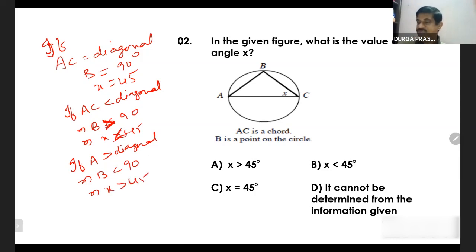So unless we know what AC is, we cannot determine. Therefore, out of all the options, every one of A, B, C is possible. So we'll say it cannot be determined from the information given. We need more information to authentically tell what is what.